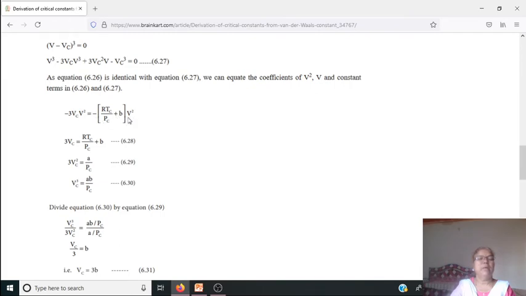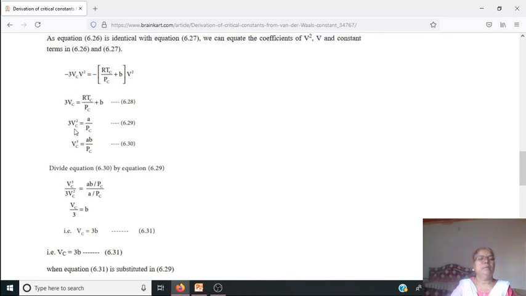plus B into V square. And simplifying this equation, here 3 Vc is equal to RTc by Pc plus B. Therefore, 3 Vc square is equal to A by Pc and Vc cube is equal to AB by Pc. This is the equating of the coefficients of equation number 6.26 and 6.27. We get these three equations.